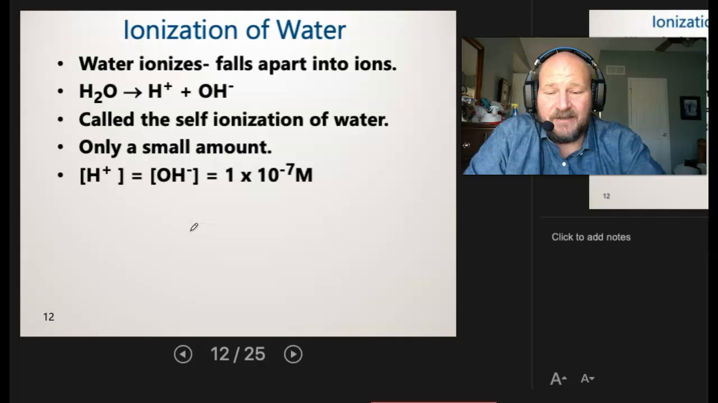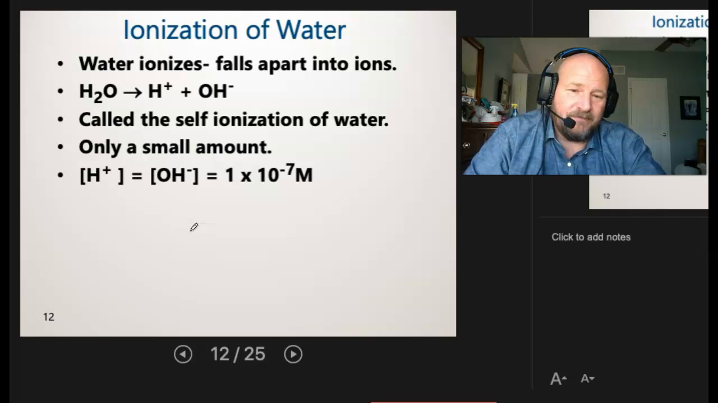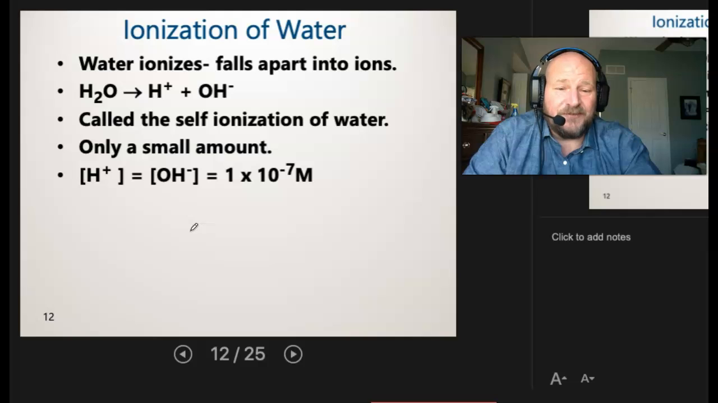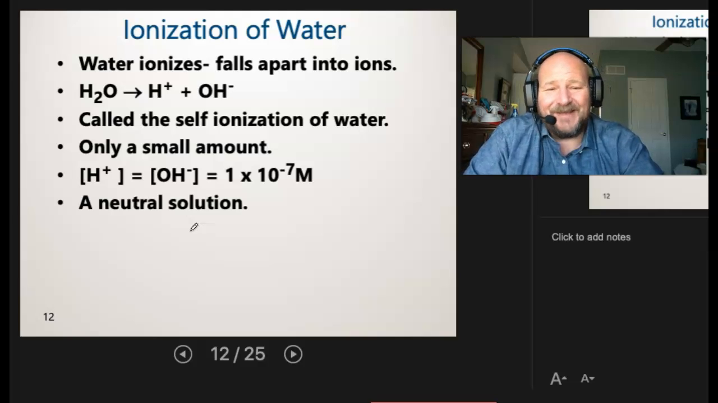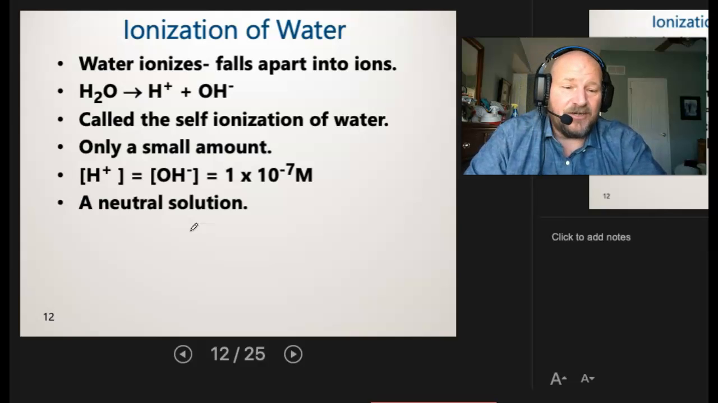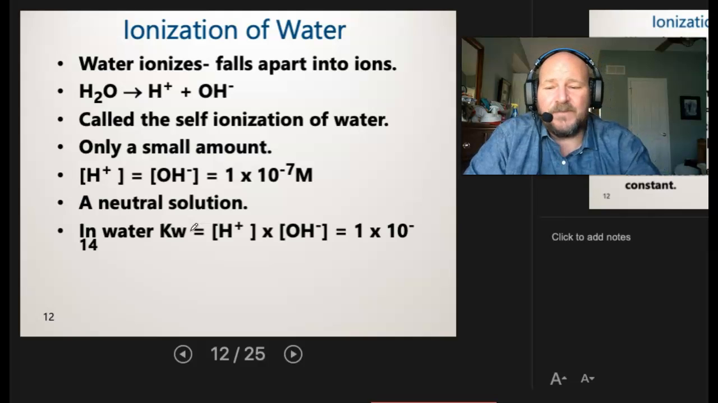Think about that for a second. 1 times 10 to the negative 7. That's 6 zeros after the decimal before you get to the 1. Okay, so that's really, really small, and that's a neutral solution. So yeah, if I increase the concentration, I'll get that number to be a little bit larger, but we're still talking a very, very small amount.